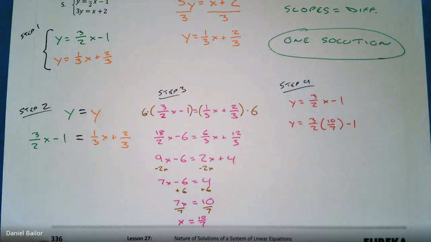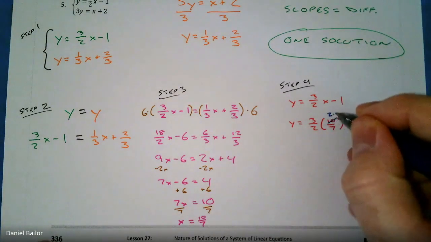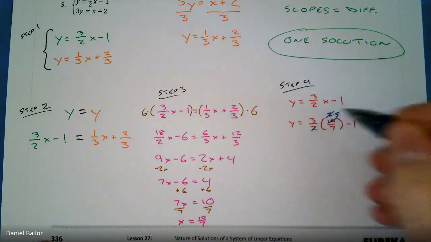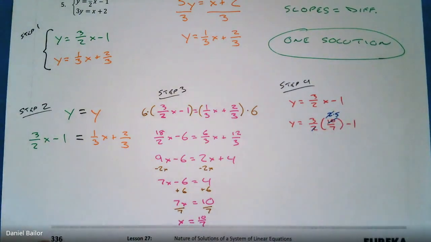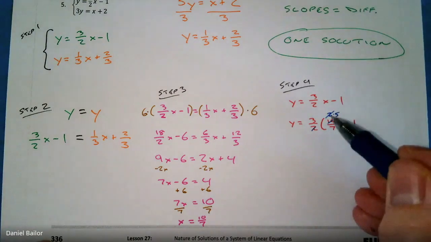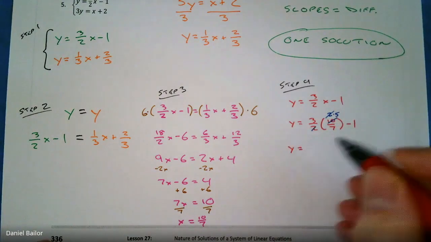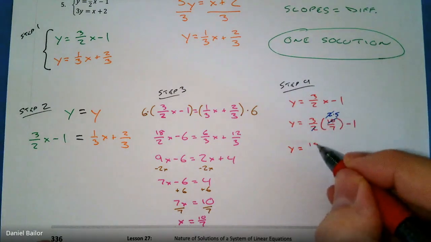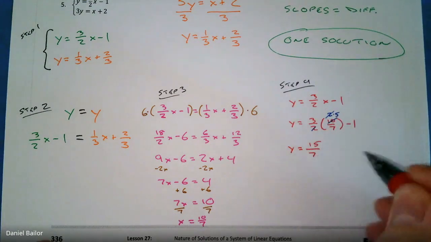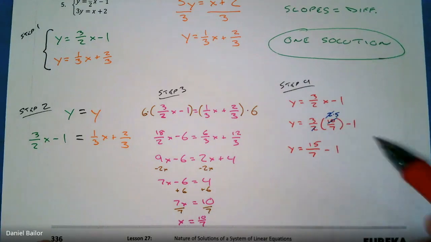Now, already you might see something right here where 10 is 2 times 5. So the 2's can cancel. 2 divided by 2 is 1. So I keep the 5, the 2 in the numerator and the 2 in the denominator go away. So that gives me y, 3 times 5 is 15. 1 times 7 is 7 minus 1. So I get y equals 15 sevenths minus 1.